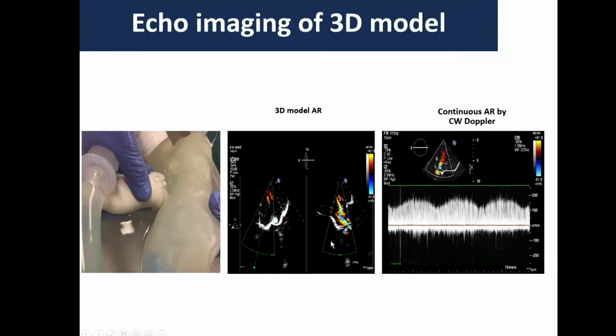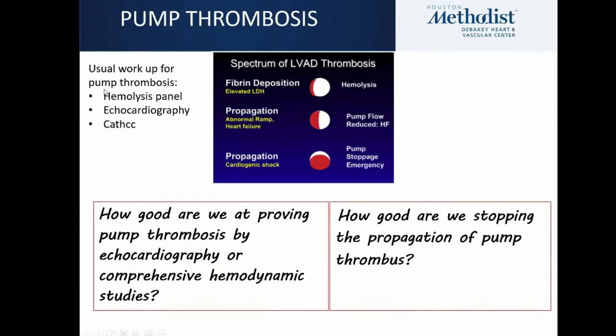And this is the Doppler flow from our model. And this is the continuous wave Doppler. And in our study, at least in the preliminary study, what we saw is that the traditional echo parameters actually over-exaggerate the severity of aortic regurgitation. More to come, but I would say that exert caution in assessing the volume of aortic regurgitation using just the traditional parameters. In addition to that, we have pump thrombosis as a complication.